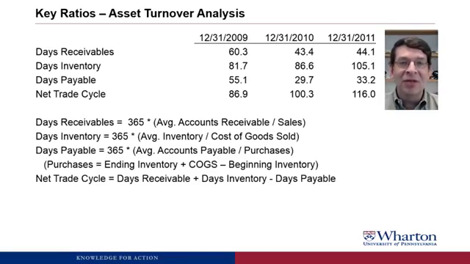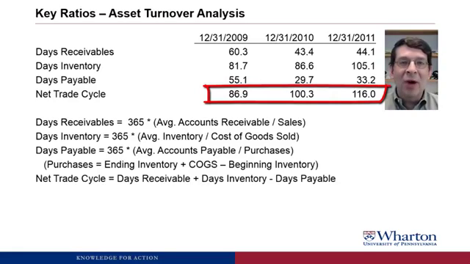So this is another potential explanation for our gross margin. But there is a downside to paying our payables more quickly, and that's in this next ratio, the net trade cycle. So the net trade cycle represents basically how many days you have to borrow from a bank to meet your cash obligations. So we've got days receivable plus days inventory.